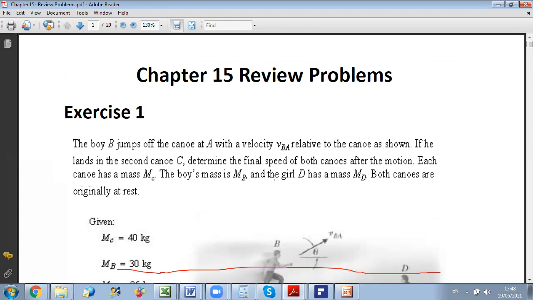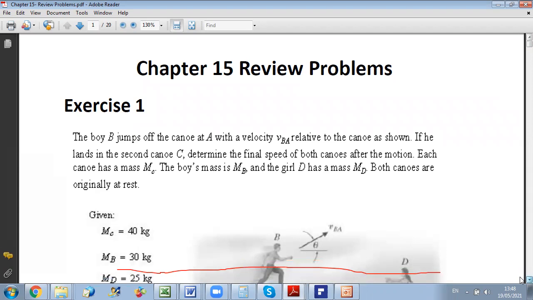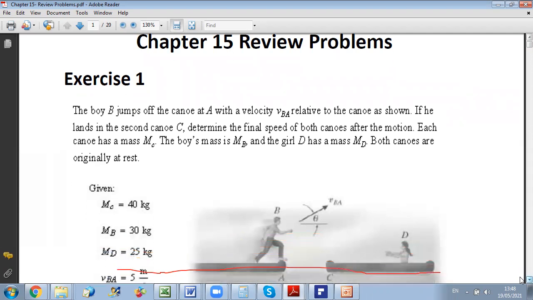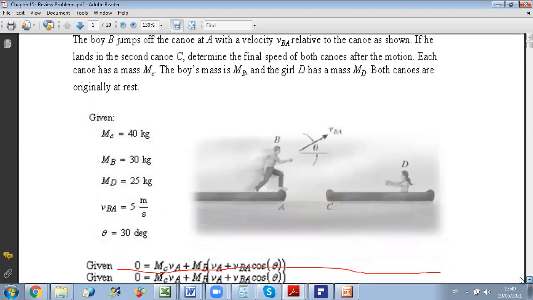The boy B jumps off the canoe at A with a velocity VBA relative to the canoe as shown. If he lands in the second canoe C, determine the final speed of both canoes after the motion. Each canoe has a mass MC, and the boy's mass is MB, and the girl D has a mass MD. Both canoes are originally at rest. I will re-explain the given.